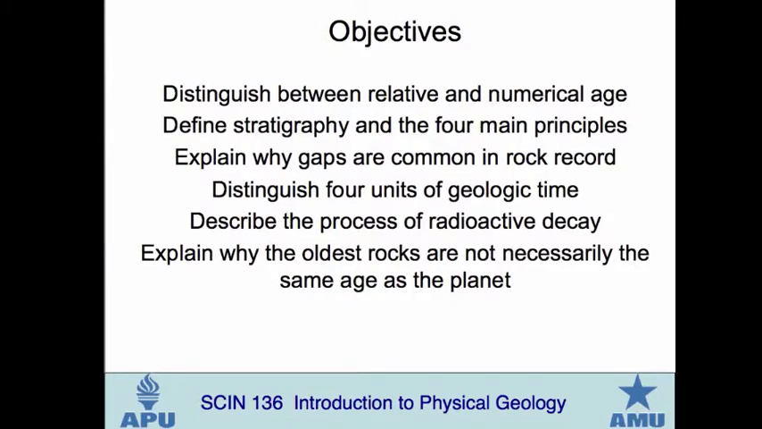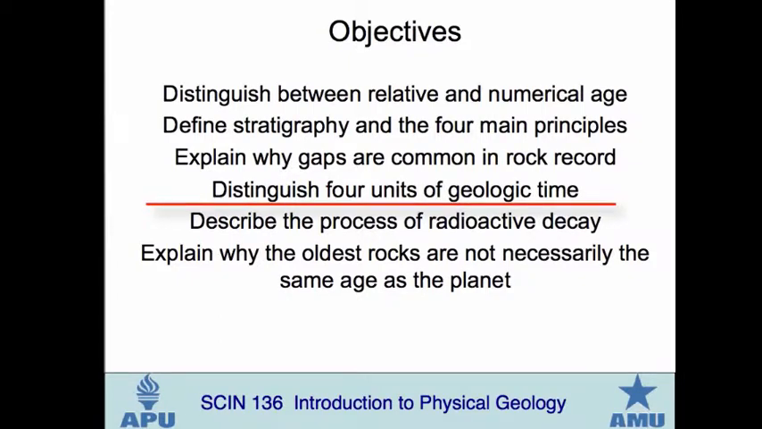So, what are we going to try and do in this section? We're going to try and distinguish between relative and numeric ages. We're going to talk about stratigraphy and the principles of stratigraphy, which let us decipher geologic time. We're going to talk about what happens when we get gaps in the geologic record, and we'll see some examples of those. And then we're going to talk about the units of geologic time.